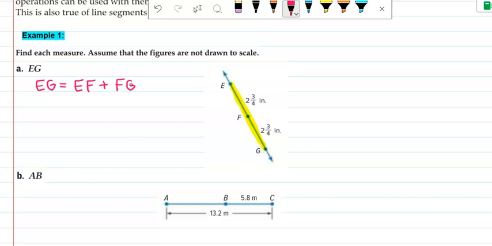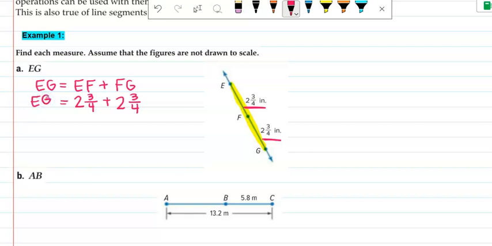So then, once we write this equation, we can see that we know some of these lengths, right? Some of them are labeled, some of them are not. But we do know that from E to F, it's 2 3/4 of an inch, so we can plug that right in there. FG is also 2 3/4 of an inch.